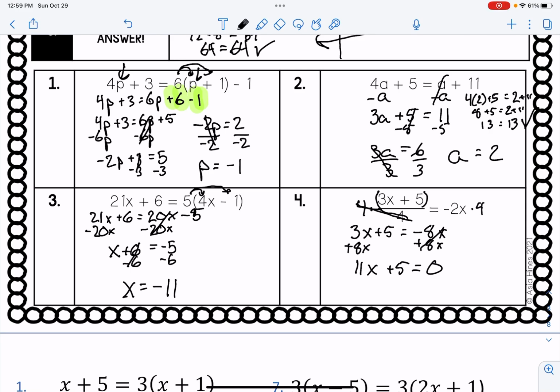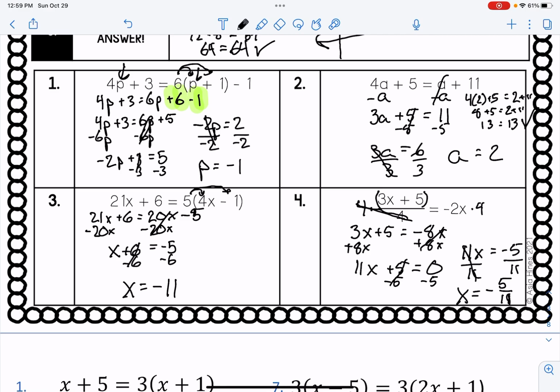And then we are going to minus 5, minus 5. 11 times x is equal to negative 5. We may get some fractions. It can happen. And in this case, x will be equal to negative 5/11ths, which is no big deal. We are allowed to have fractions.